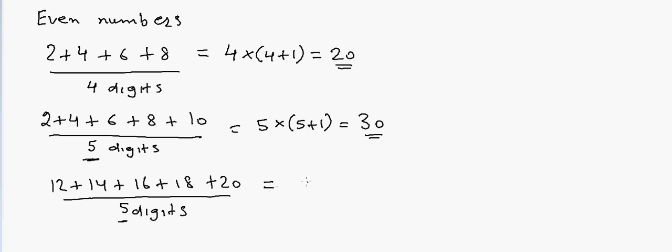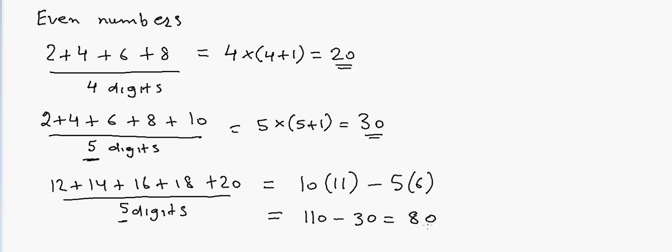So the total number of digits is 10, so I'll say 10 into 11, minus, because I don't want 2 4 6 8 and 10 in the series, I'll subtract these from it, so it's 5 into 6. So that will give me 110 minus 30, that is 80, so that will be my answer. So this is a trick for even numbers.